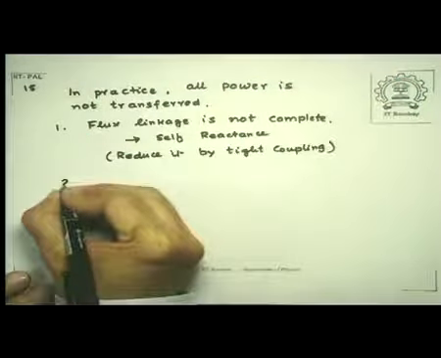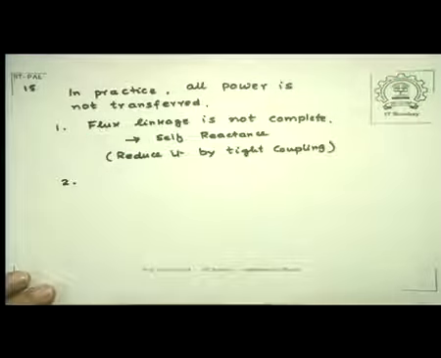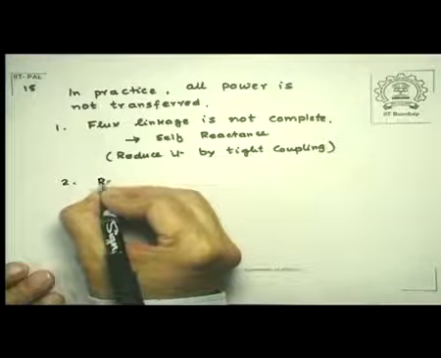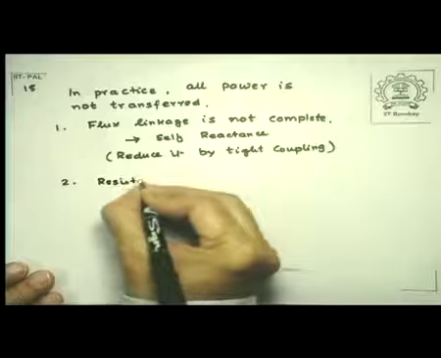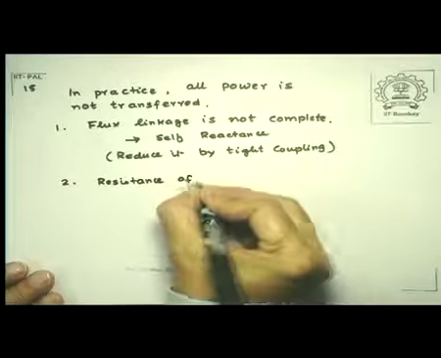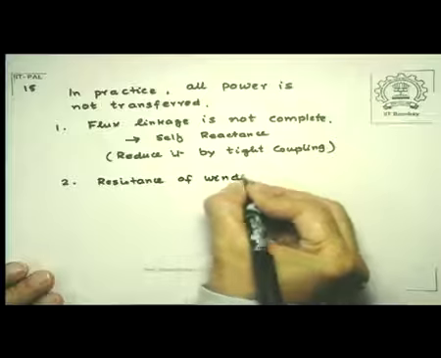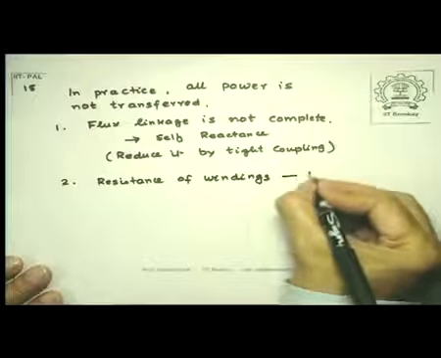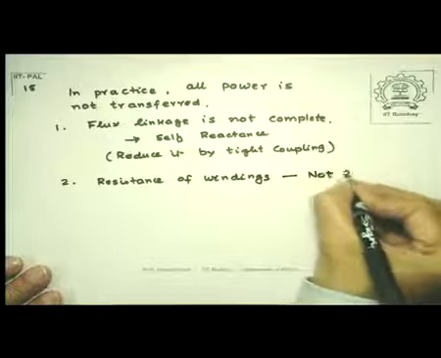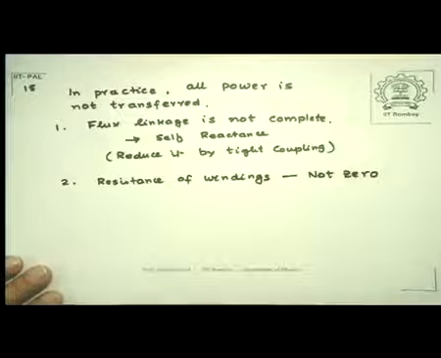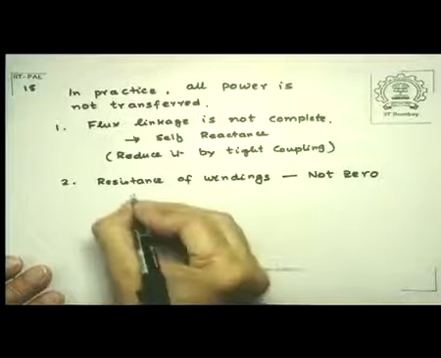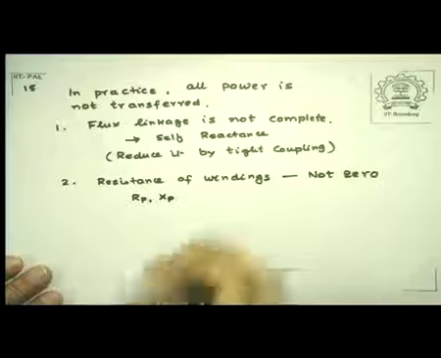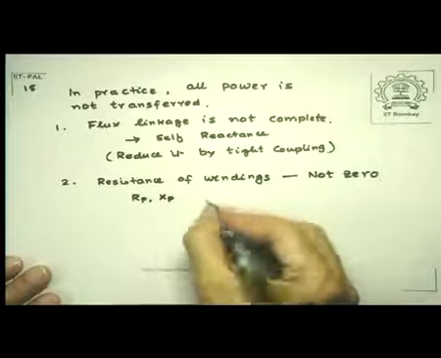The second assumption which is wrong is we have assumed that the resistance of the windings is 0, but that is really not true. So resistance of windings, they are not 0. In other words, the transformer is never ideal. Let us suppose Rp and Xp are the resistance and the reactance of the primary circuit.